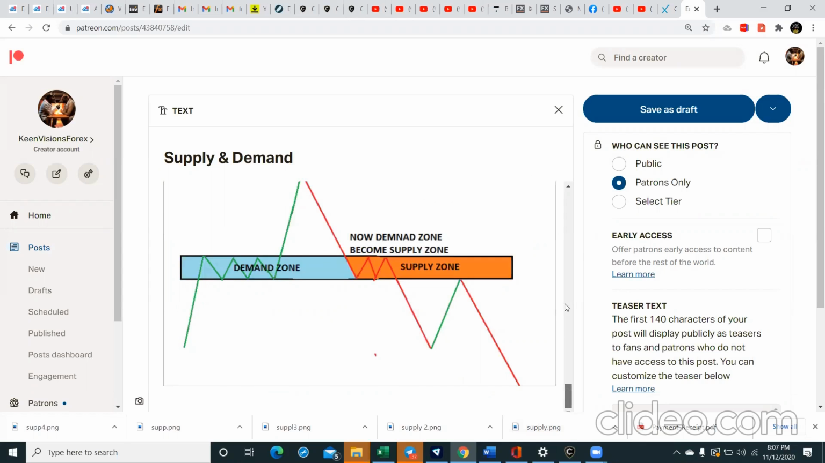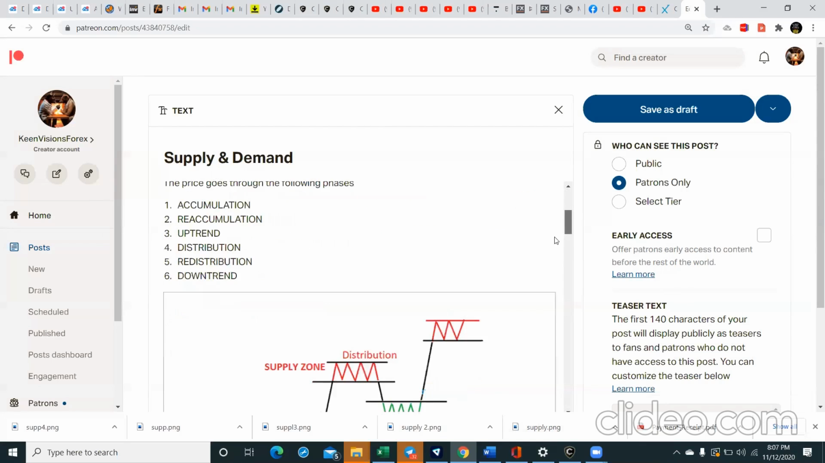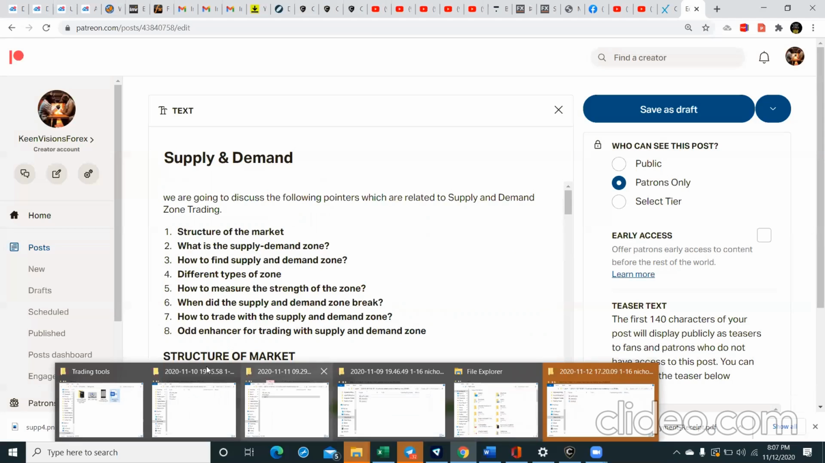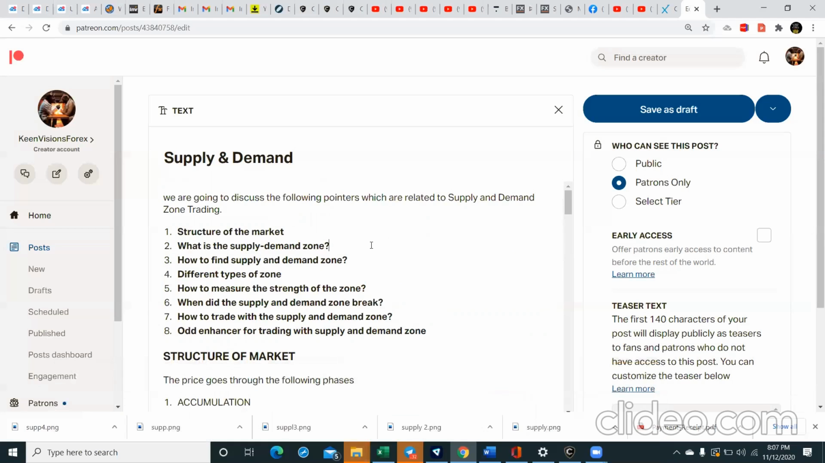So when we look at supply and demand on a chart, and I'm not finished with this, but we've got a couple of key things. First thing, we want to find the structure of the market. What is the supply and demand zone? How to find the supply and demand zone, different types of zones, how to measure it. When does the supply and demand zone actually break? Or you can have a flip. How to trade with supply and demand zones, and then enhancers for that supply and demand zone.